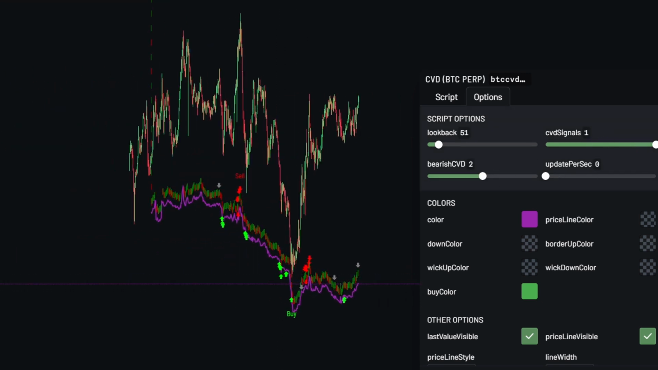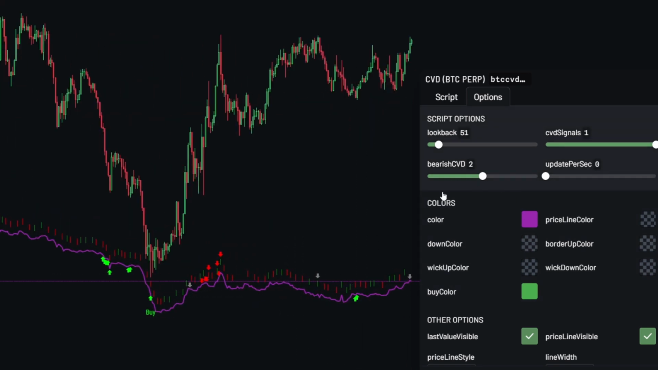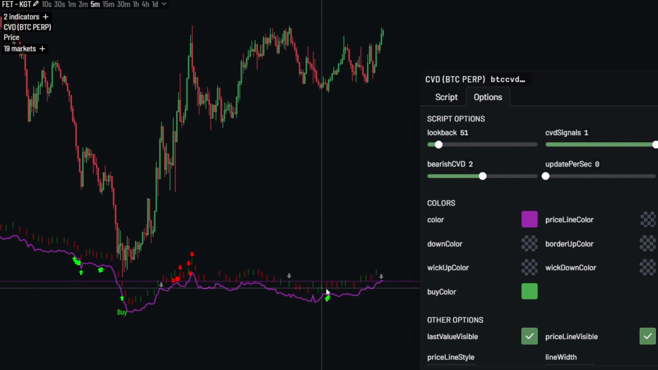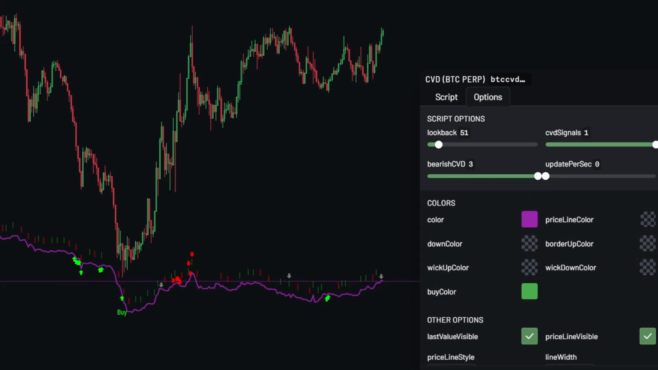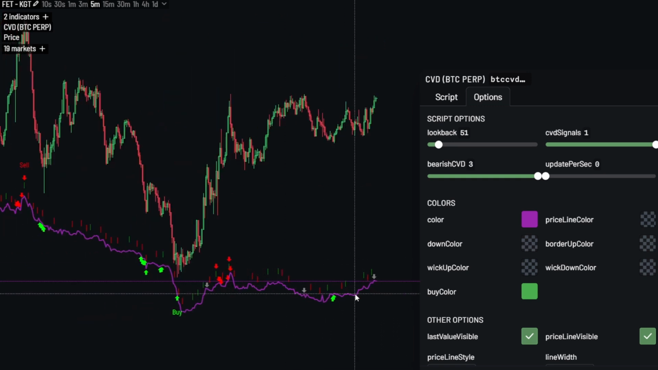Now you can sum up these signals as well. For example, each two candles you want to see as one, or each three candles you want to see as one, and you get a better view if you want it.